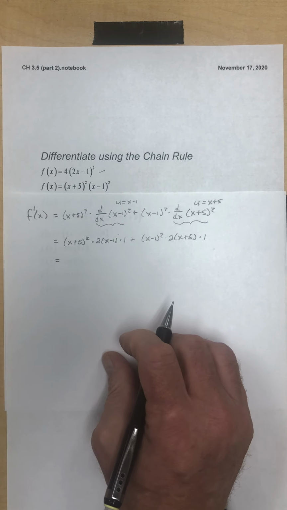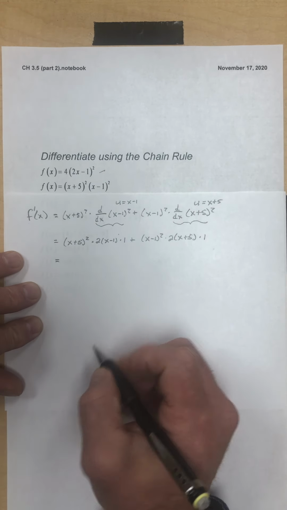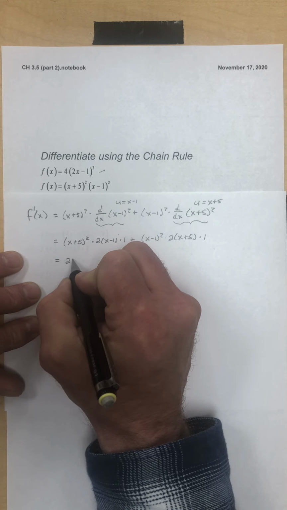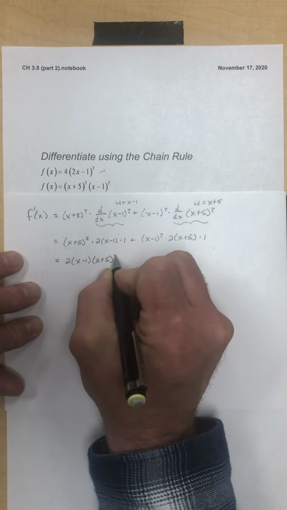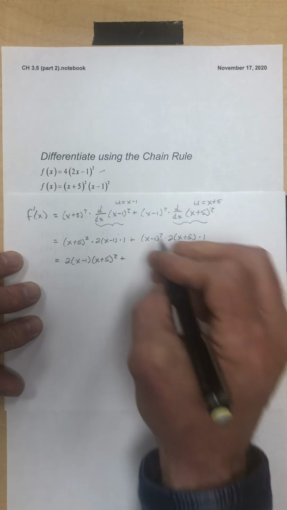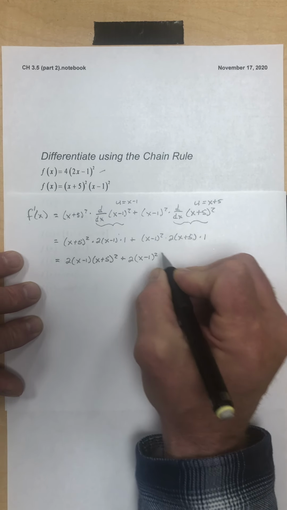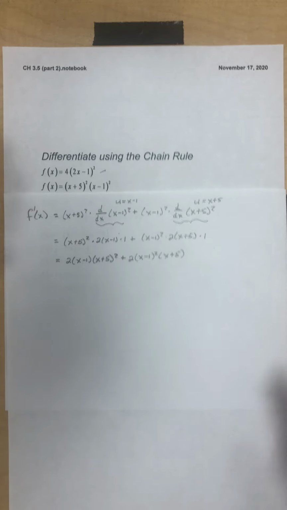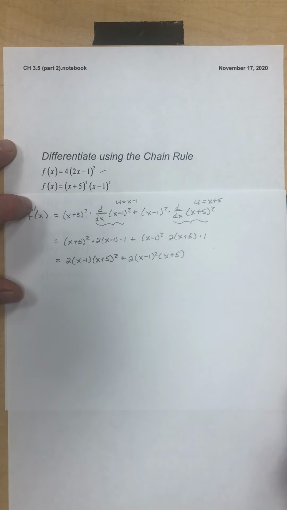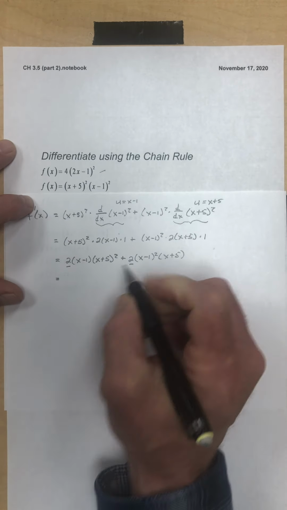Okay, so let's see. Well, I could write this first guy as 2 times x minus 1 times x plus 5 squared, plus this guy right here, I could write it as 2 times x minus 1 squared times x plus 5. Now that's one form of the answer, but I don't think that's the simplest form. Because what I want to start looking for is, do we have a GCF I could pull out? If we look, I've got a common factor of 2, which I can pull out.